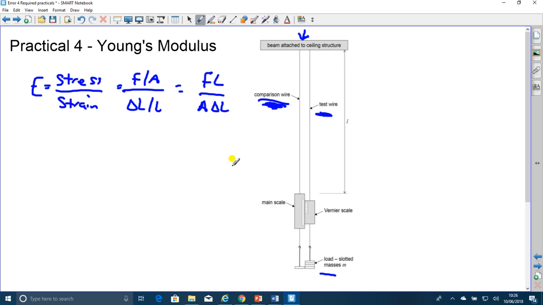Okay, because we're measuring, we know the original length, which we measure using a ruler. We use our vernier scale to measure the extension. We use a micrometer to calculate the diameter and hence cross-section area, and the force, or the change in force, is done using the different masses here. From that, we can calculate the Young's modulus of the wire. Okay.